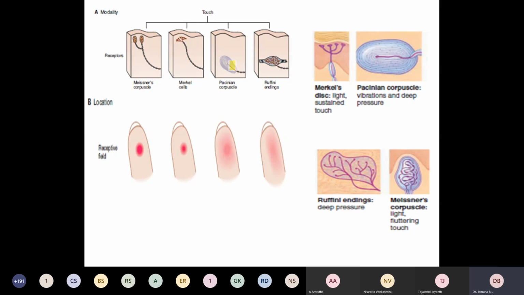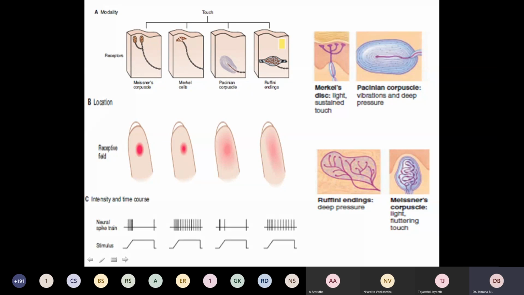And then the localization depends again on the receptive field and receptor distribution, so you can localize whether it is a precise localization or a vague one, depending on the receptor distribution. And also the intensity and the time course. Intensity is the frequency of action potentials that is generated, and also for how long, whether for a long duration or a short duration.